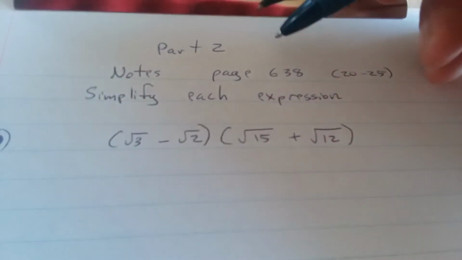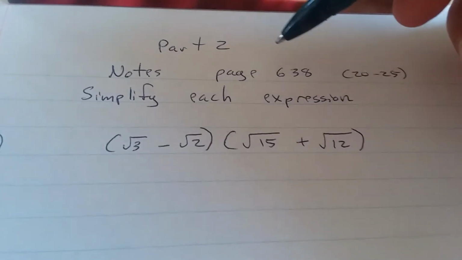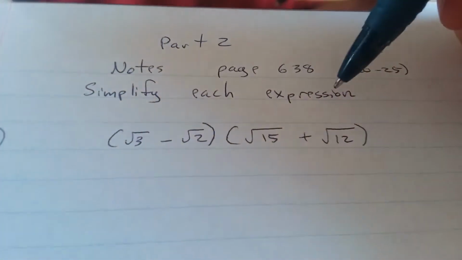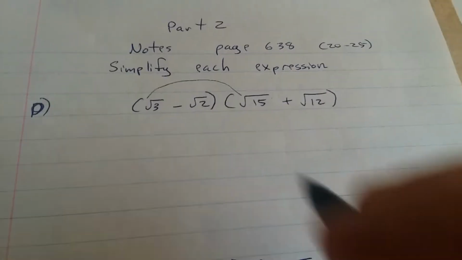Hello everybody, this is the second part of notes for page 638, problems 20 through 25. Simplify each expression. What you're going to have to do is FOIL here. You multiply your first terms. Square root of 3 times the square root of 15 is the square root of 45.